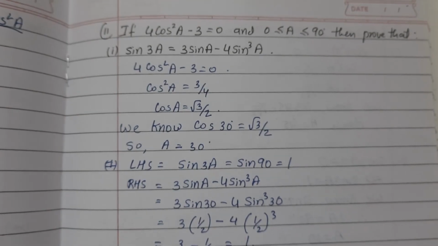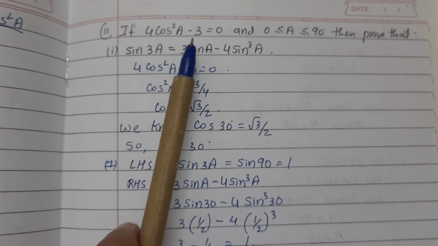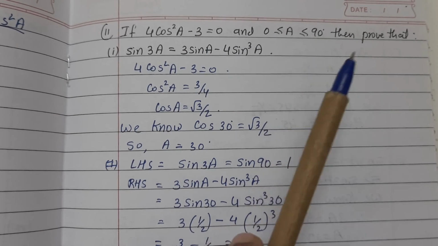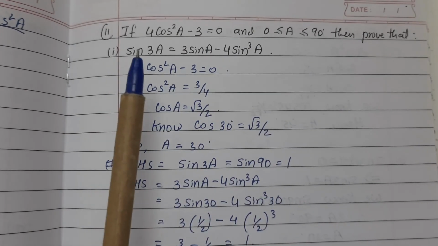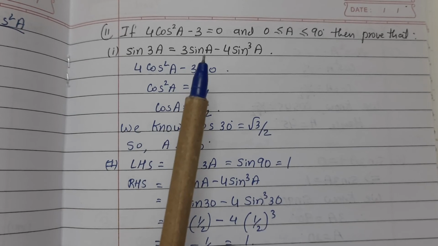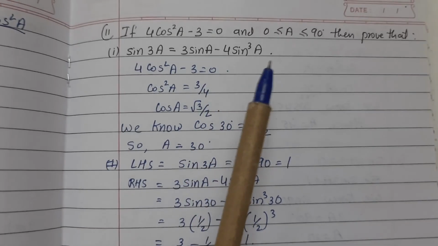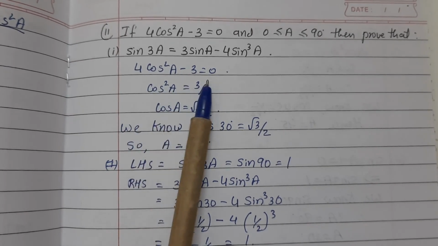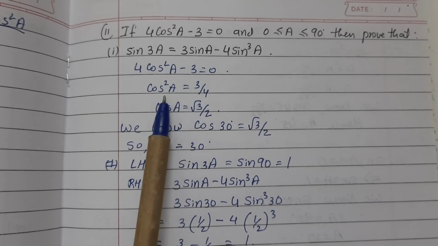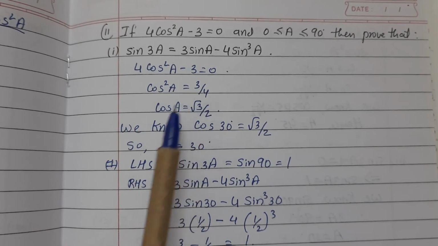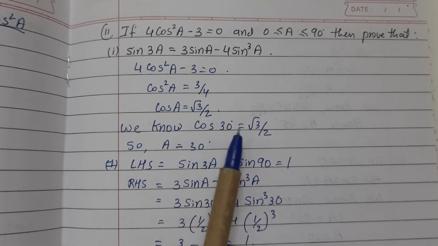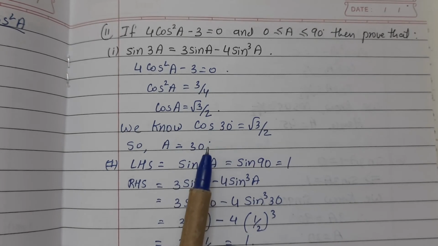Sum number 11. If 4 cos square A minus 3 equal to 0 and A is between 0 and 90 degree, then prove that first part, sin 3A equal to 3 sin A minus 4 sin cube A. What is given? 4 cos square A minus 3 equal to 0. Therefore, cos square A is equal to 3 upon 4. Cos A equal to root 3 upon 2. We know cos 30 degree is root 3 upon 2. Therefore, A is equal to 30 degree.